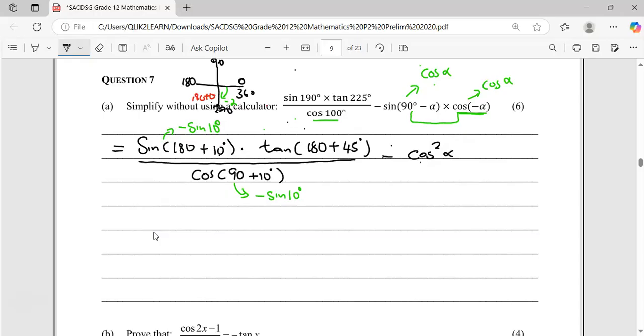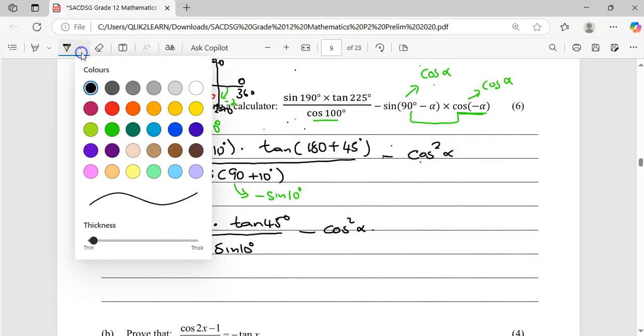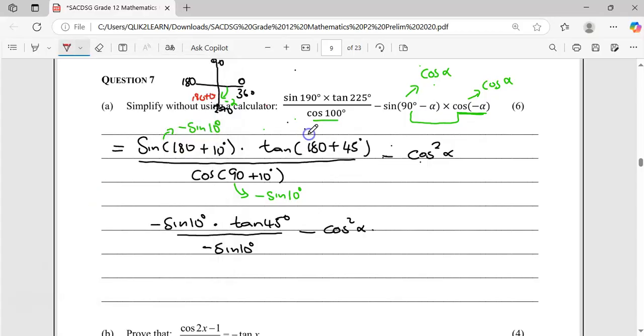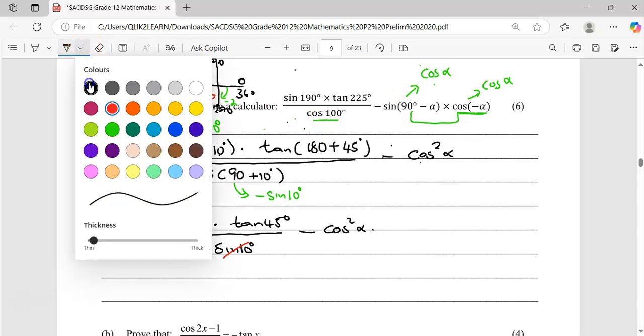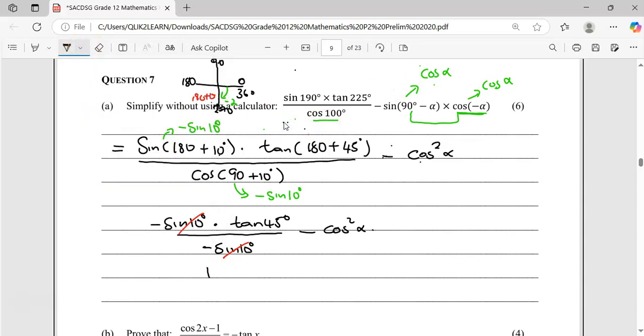We know that the top one will be minus the sine of 10 degrees times the tan of 45. Everything is divided by negative the sine 10 degrees minus the cos squared alpha. So the negative sine 10 will cancel. We are left with the tan of 45. So we are left with the tan 45.